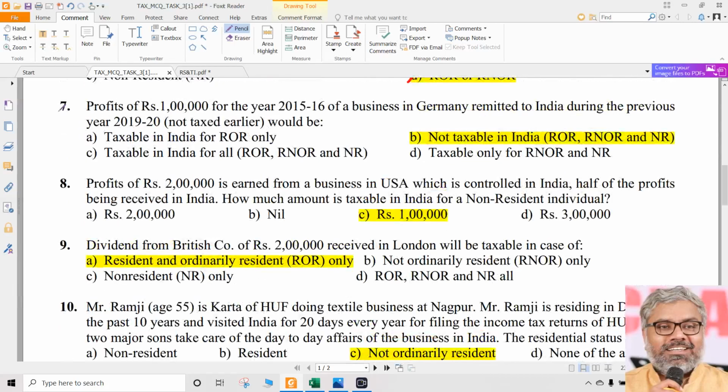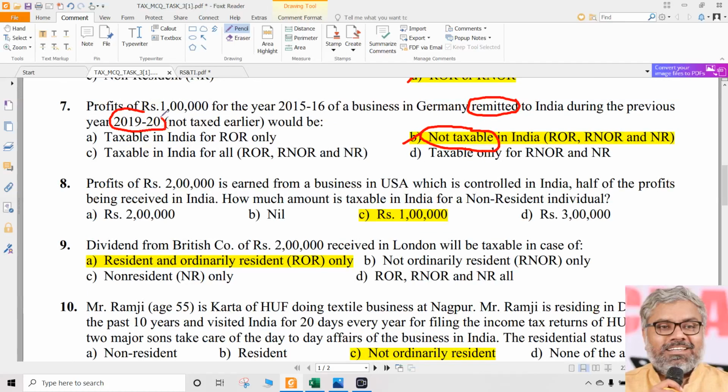Then question number 7. Profits of 1 lakh rupees for the year 2015-16 of a business in Germany, remitted to India during the previous year 2019-20, which were earlier not taxed, but now they are remitted to India. Will they be taxable? Absolutely no. They are not taxable in India for anybody, for two reasons. One, remittance is not receipt. Two, they are not related to the previous year 2019-20.